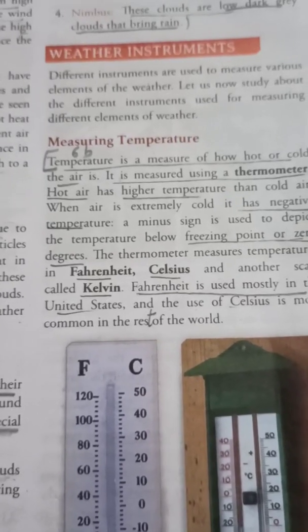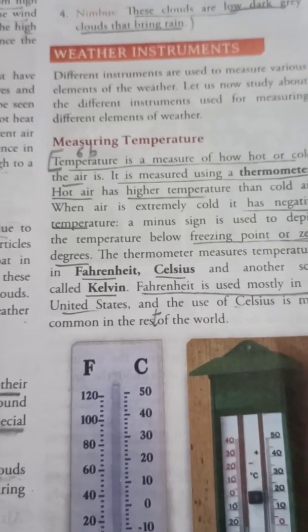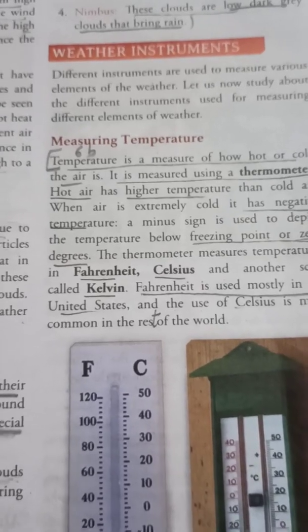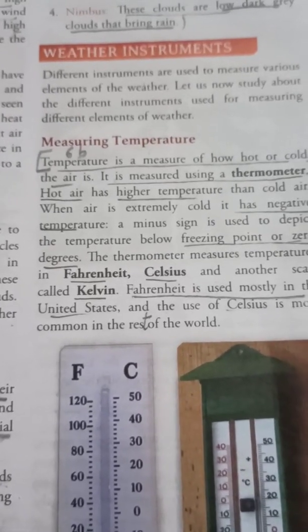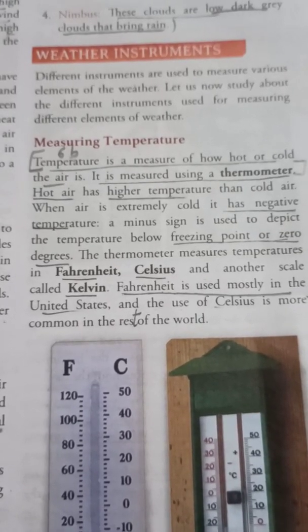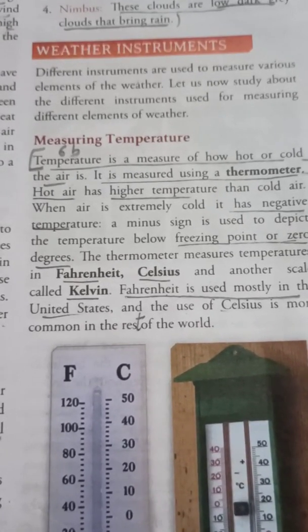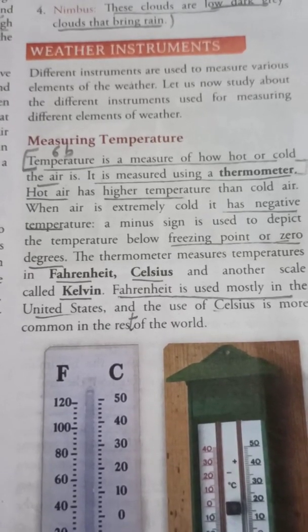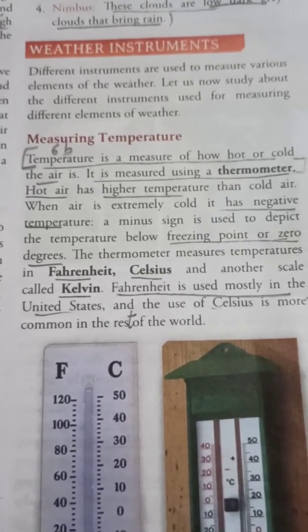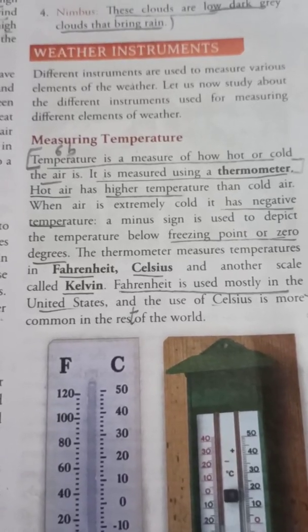Hot air has higher temperature than cold air. And when the air is extremely cold, it has negative temperature. You just have to keep in mind, it is depicted by the minus sign. The freezing point is 0 degrees. And remember, the boiling point is 100 degrees centigrade.